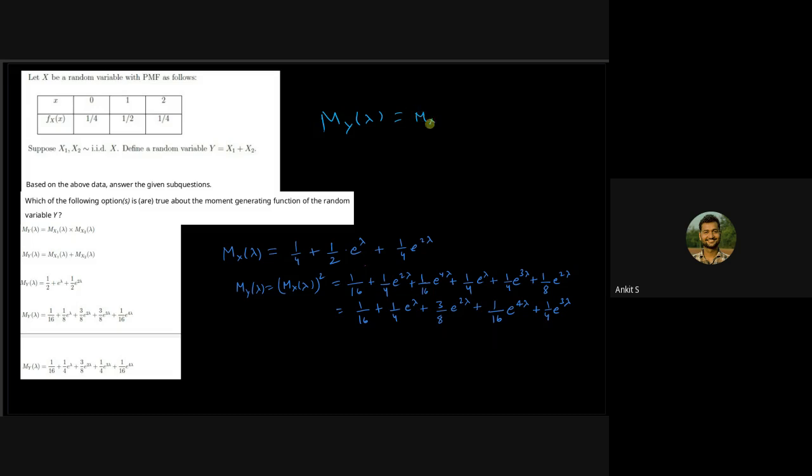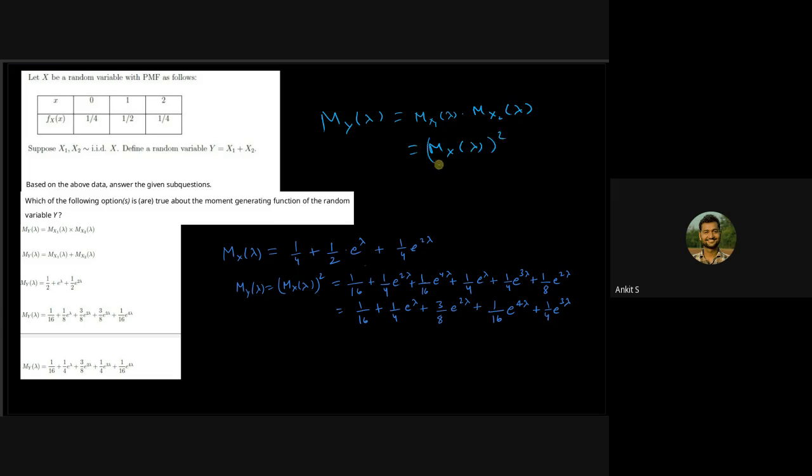You will just multiply the moment generating functions of the two random variables. But since both of them are identical, we can write this. The MGF will also be the same, because MGF is just the expected value of e raised to the power lambda x. Right? So it will just be this squared.